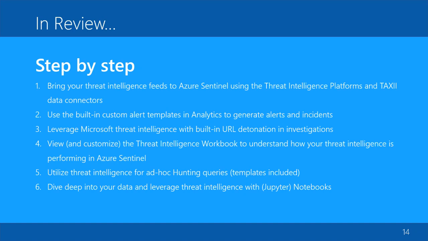Generating alerts and incidents is the most important thing you'll want to do with your threat intelligence. You'll get automatically URL detonation for any alerts that contain URLs, so Microsoft will detonate those for you. You'll see that in your investigation view. And you want to understand about the workbooks because those are where you're going to see the key performance of your threat intelligence in the product. They'll show you how many alerts you're getting, how many matches, how your TI is performing in general.